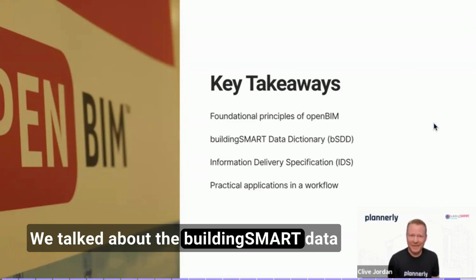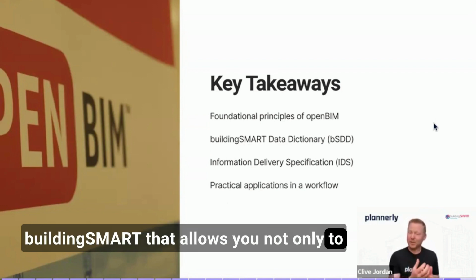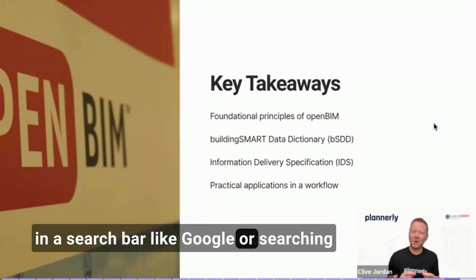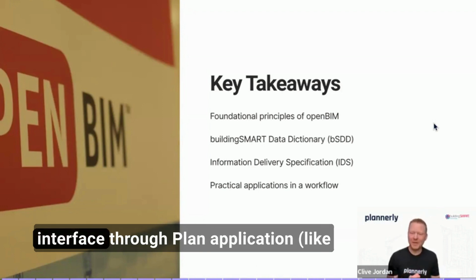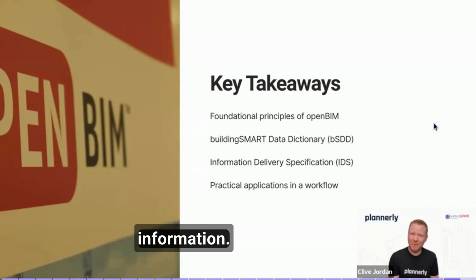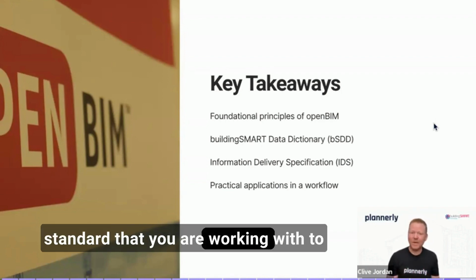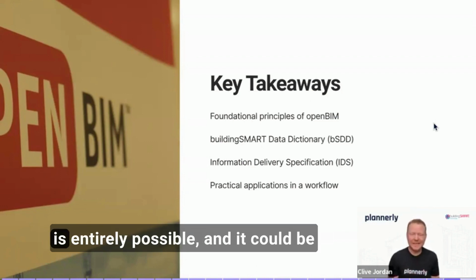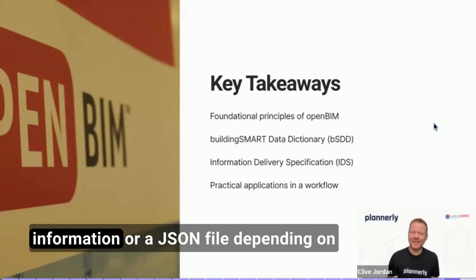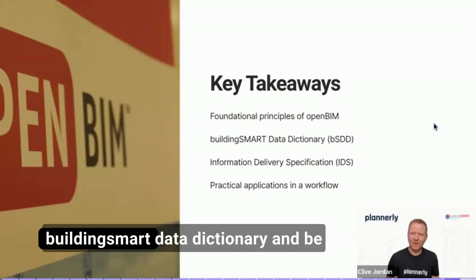We talked about the buildingSMART data dictionary being a service from buildingSMART that allows you not only to source information from, either typed in a search bar like Google or searching through an application programming interface through an application, through a piece of software, but also somewhere where you can put your information. So if you would like to supply a standard that you are working with to the buildingSMART data dictionary, that is entirely possible. And it could be as simple as sharing a spreadsheet of information or a JSON file, depending on how technical your teams are, so that that can get uploaded into the buildingSMART data dictionary and be available for everyone.